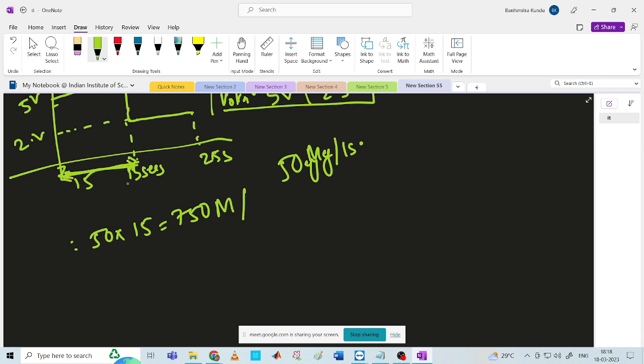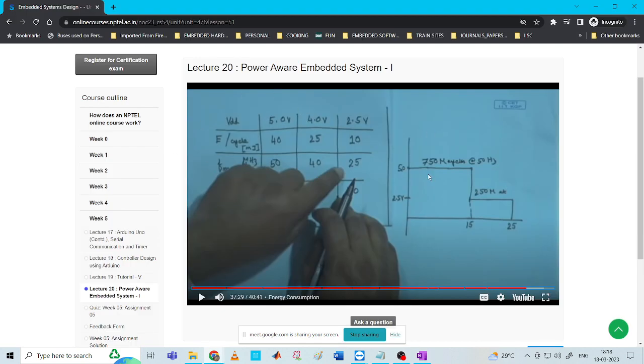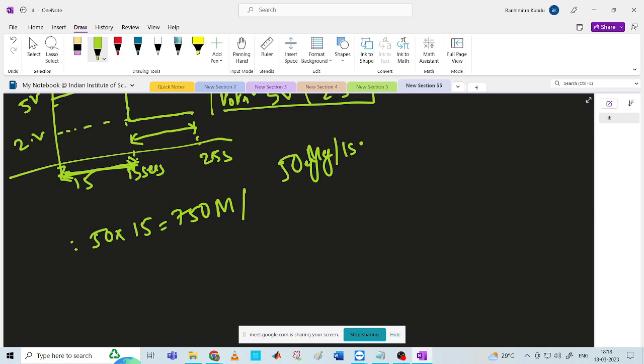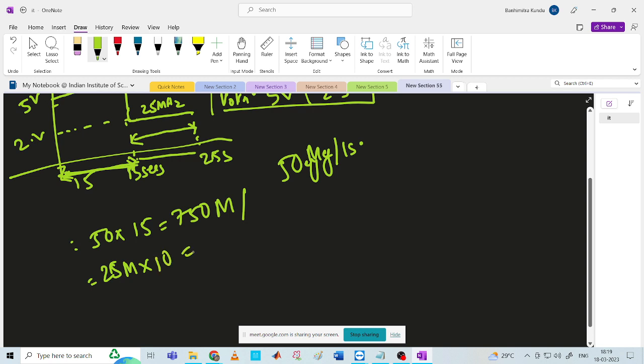And what about this? Here you see for 2.5 volts, what is the frequency? The frequency is 25. So in these 10 seconds, we have 25 megahertz, right? So how many cycles have passed? Megahertz into 10 seconds, which is 250. So 750 megacycles have passed in 15 seconds, and 250 megacycles have passed in this one.